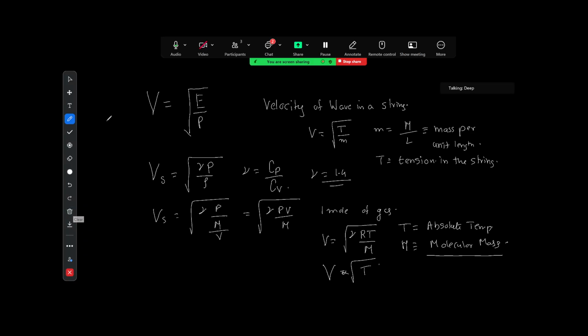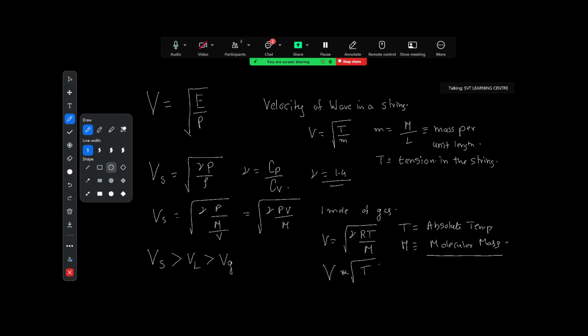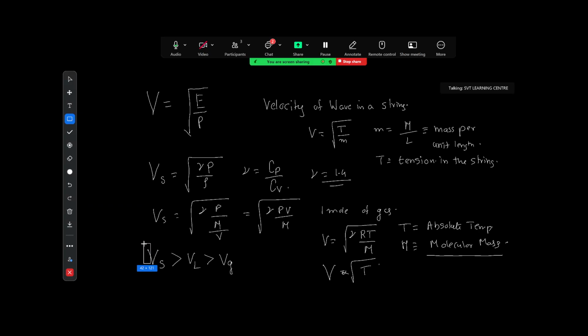Now also remember a very important thing, that the velocity of sound in a solid will be greater than the velocity of sound in a liquid, which will be greater than the velocity of sound in air, in a gas. So two very important aspects you need to learn. One is this one and these two things.